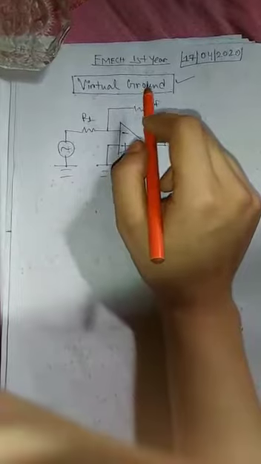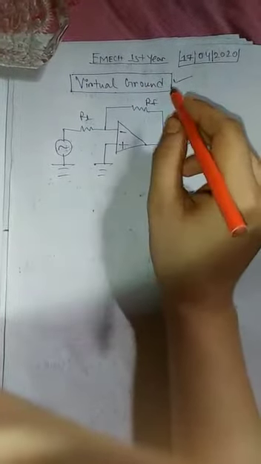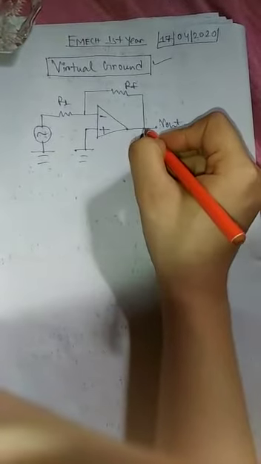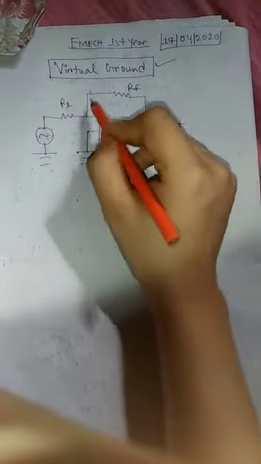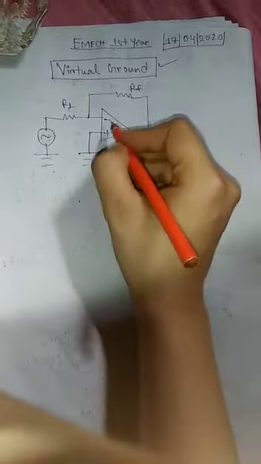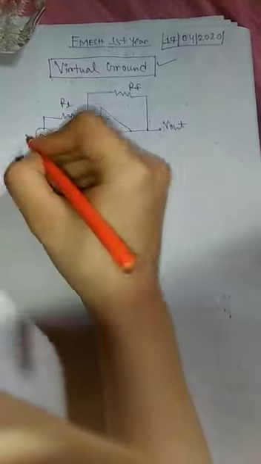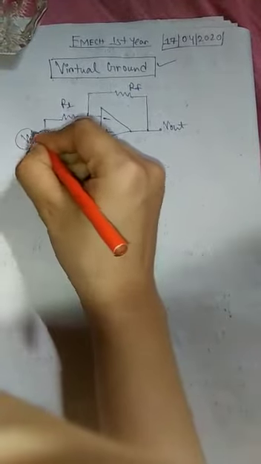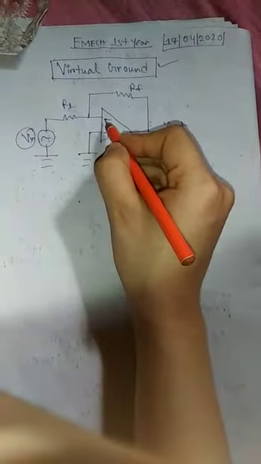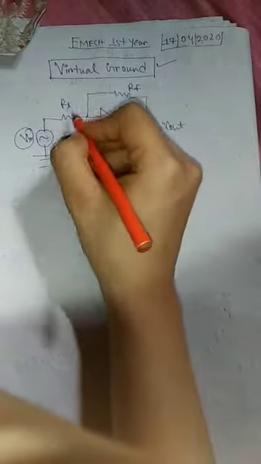Virtual ground is applicable when we are providing negative feedback to the op-amp. The negative terminal means the inverting terminal, and the non-inverting terminal is grounded. This is V in, which we apply to the negative terminal, the inverting terminal. This is the input resistance, this is the feedback resistance, and this is V out.